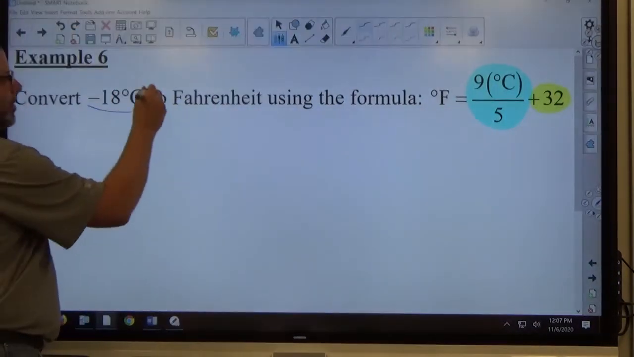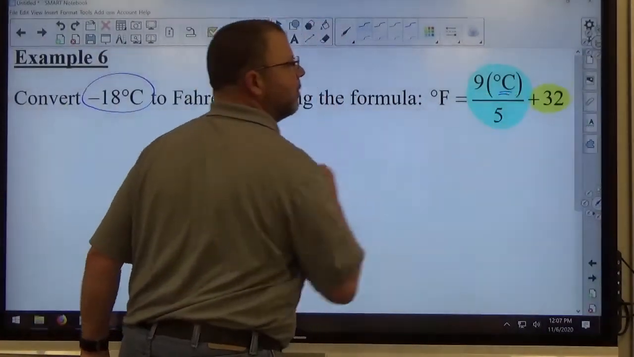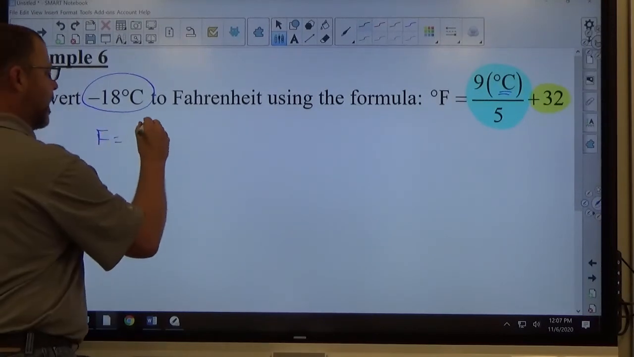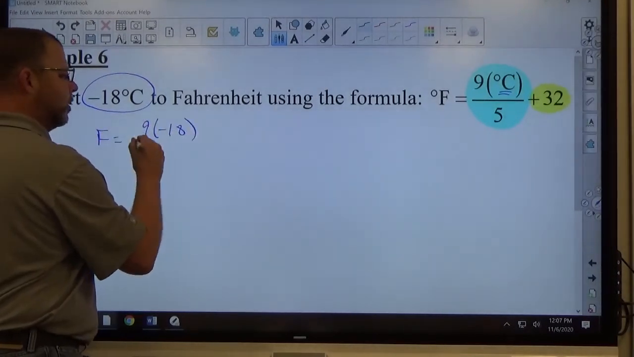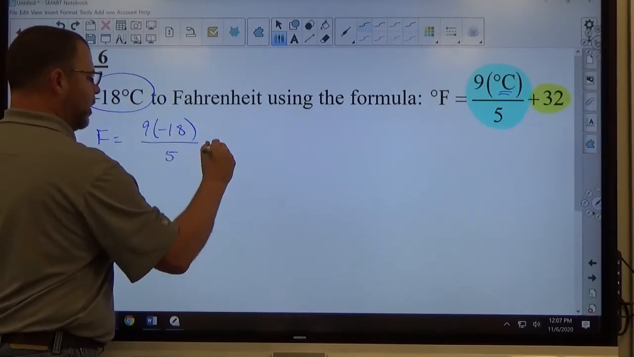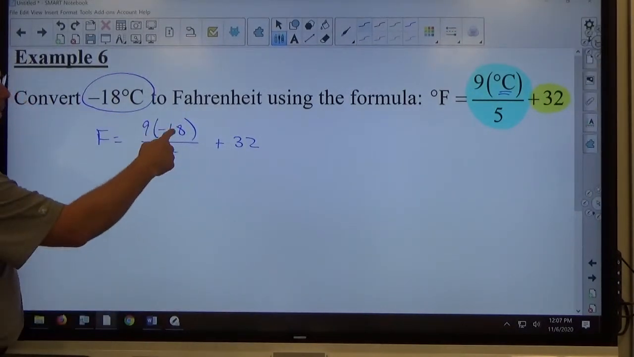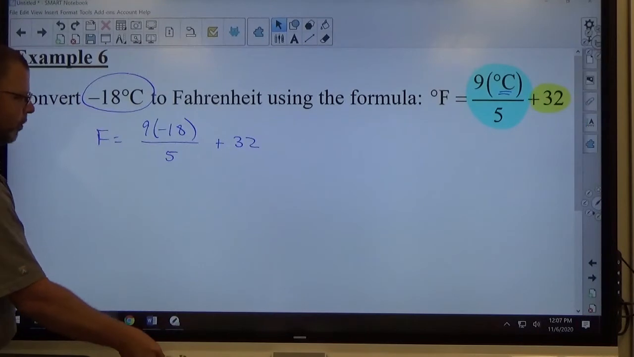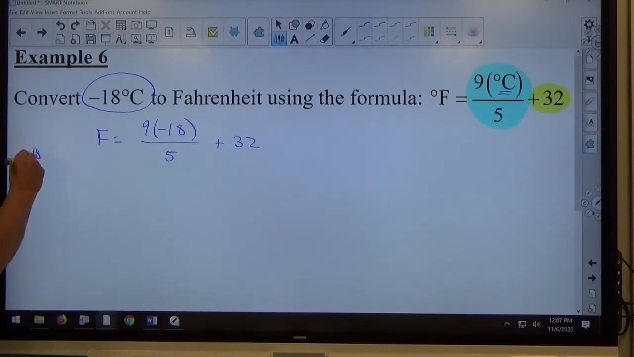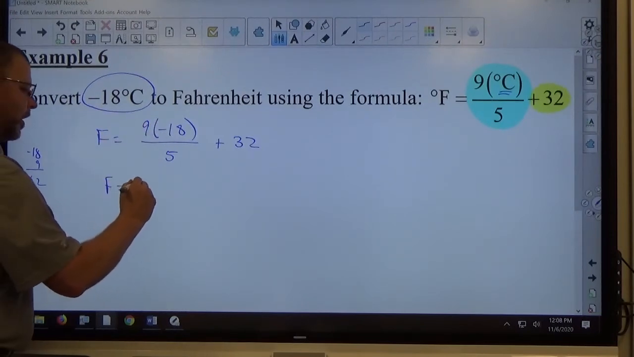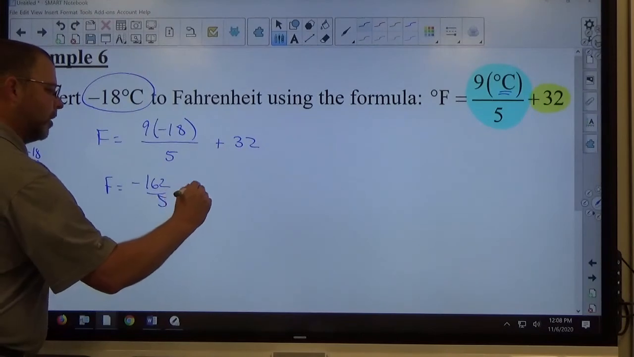So I know the degrees Celsius, so I'm going to be replacing C with negative 18. So the Fahrenheit temperature, what I don't know, is going to equal 9 times the Celsius temperature over 5 plus 32. Again, this is a fractional structure right here. When I replace the C with negative 18, I'm going to evaluate the top first. If I do negative 18 times 9, I'm going to get negative 162. Notice 162 is the product of the numbers, negative because there's one negative sign. So F equals negative 162 over 5 plus 32.